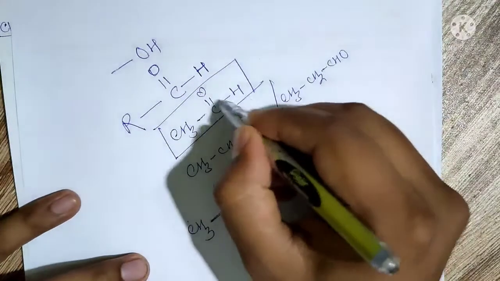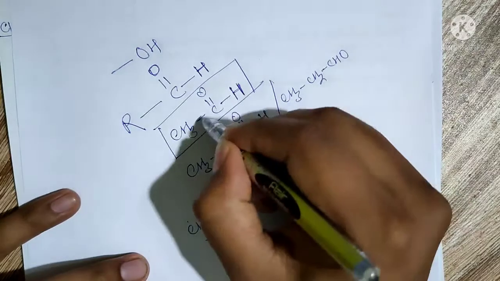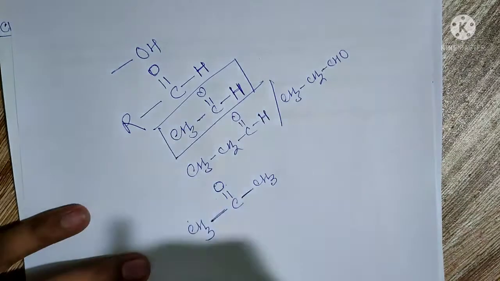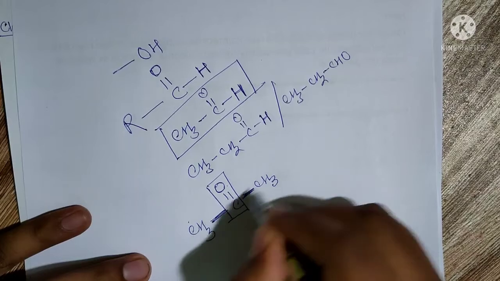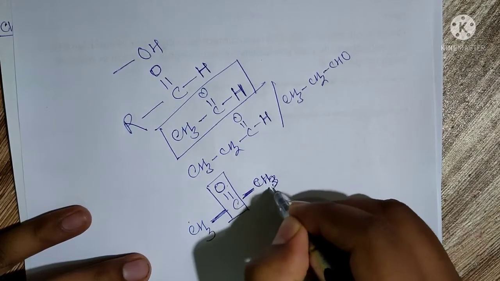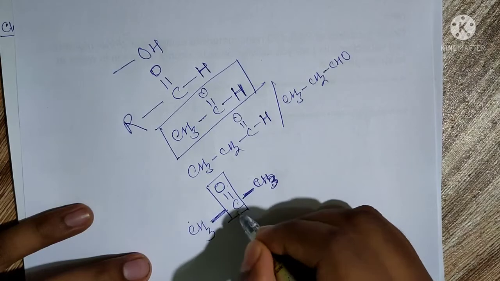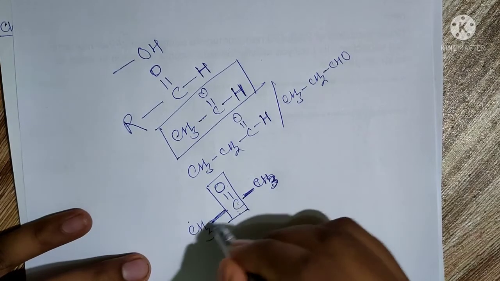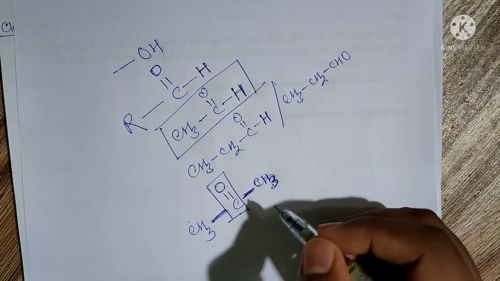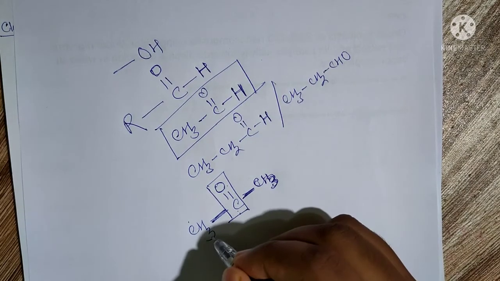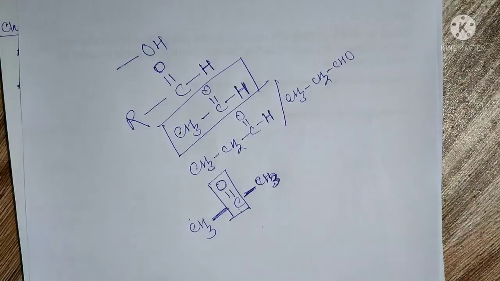In which one side of the carbonyl group, the C double bond O group, is connected with a hydrogen, and the other part is a carbon containing group. And in ketone, both sides of the CO group are R groups, that means carbon containing groups. So if there is a carbonyl group, and both sides are connected with carbon, then it is ketone. And if only one side is connected with carbon, but the other side is connected to hydrogen, then it is called aldehyde.